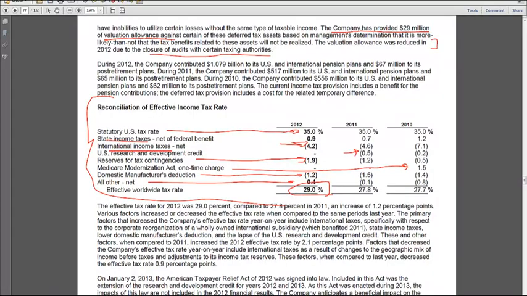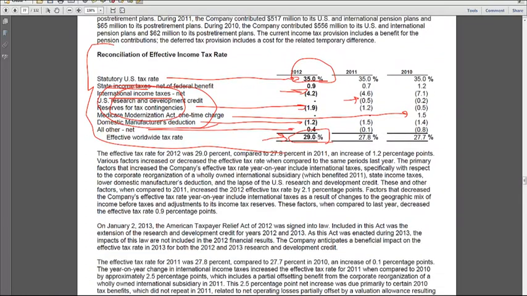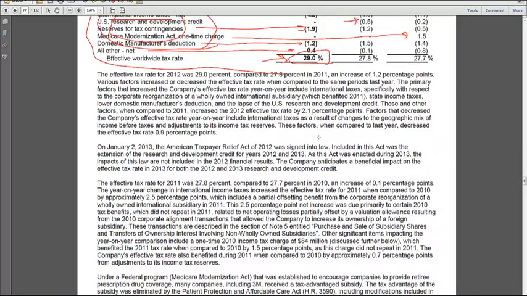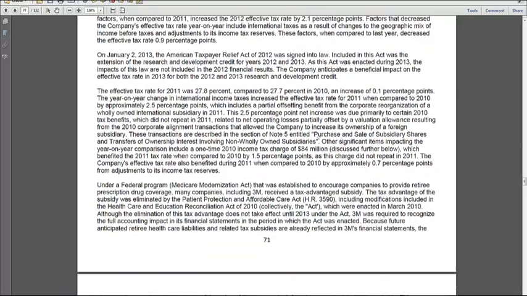And one last time, you don't want to use this 29% to do tax calculations because it reflects all of this stuff here that changed their tax rate. Instead, if you're doing tax calculations, you want to just use 35%. Then the rest of the footnote provides more details on effective rates and what some of these permanent differences are.